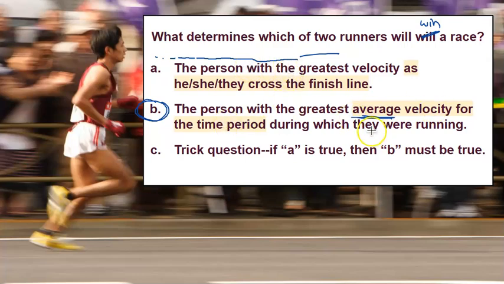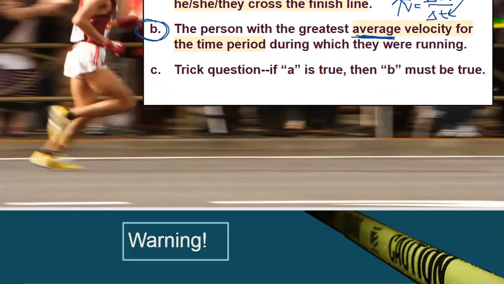By definition, the person who wins the race is the person with the greatest average velocity, because the definition of average velocity is delta x, which is the same for everybody, right? The displacement is from the starting point to the finish line, over delta t, and the smaller delta t is to win the race, that's in the denominator, the bigger the average velocity. Okay, so it's all about average. It's not about how fast you're going when you physically cross the finish line.